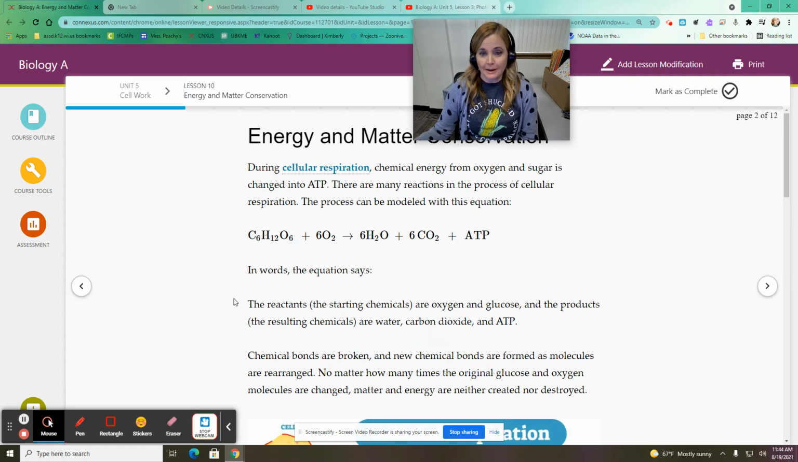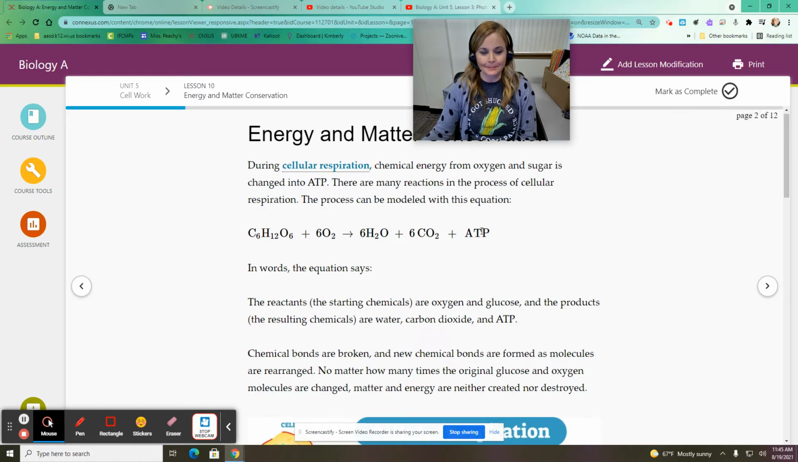So as a reminder, this is how we break down the food that we eat into a usable form of energy, ATP. So ATP is more of a short-term energy storage molecule. It's smaller and easier for our bodies to use, so we have to break down the food that we eat into that. And as we mentioned before, this is our general formula, right? It's the opposite of photosynthesis. We have sugar plus oxygen yields water plus carbon dioxide plus energy, which is ATP.